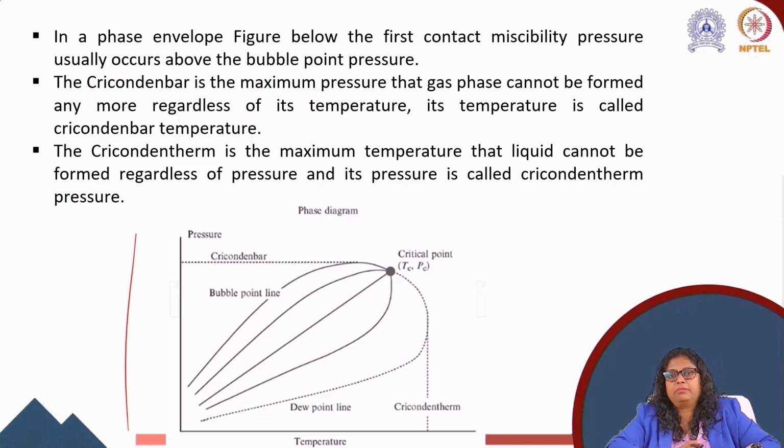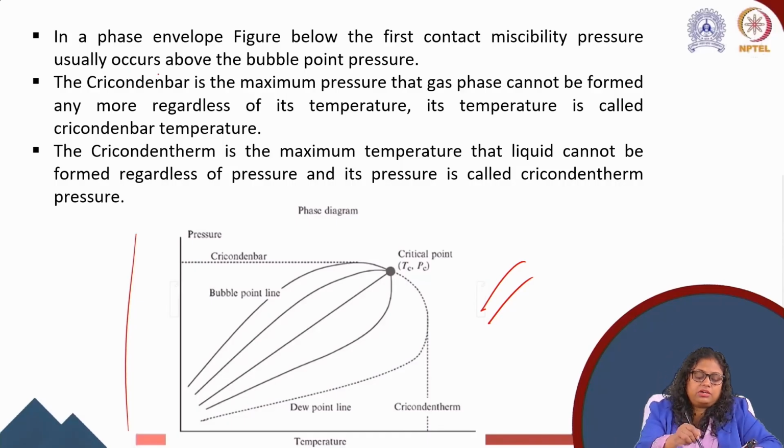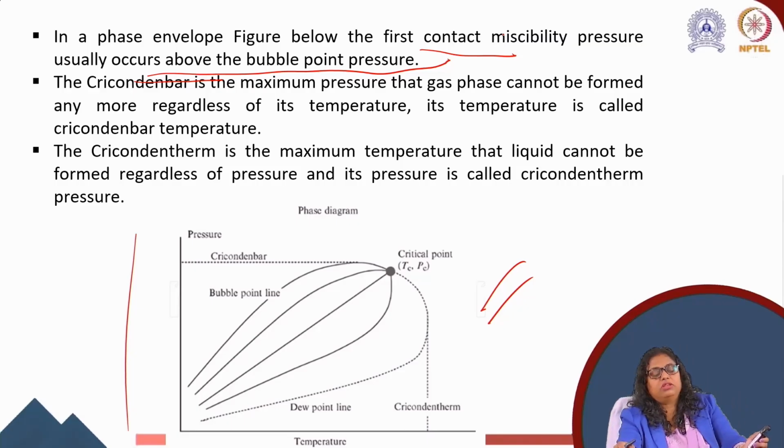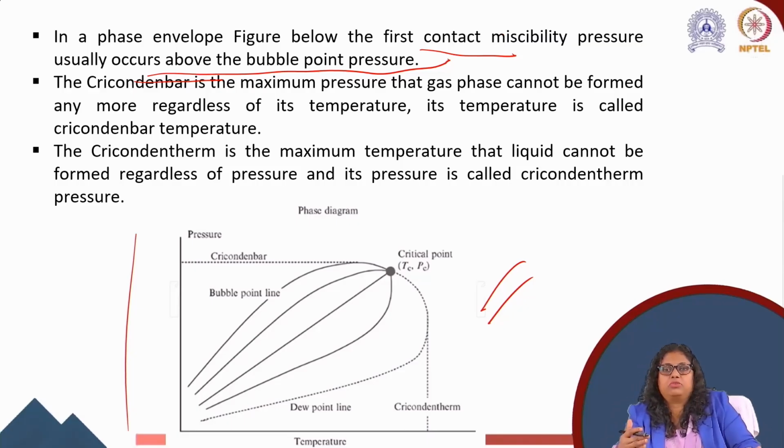In a phase diagram, as shown here, the first contact miscibility pressure usually occurs above the bubble point pressure. So that is the condition of first contact miscibility. If it's shown on your phase diagram, this first contact miscibility usually occurs above your bubble point pressure.